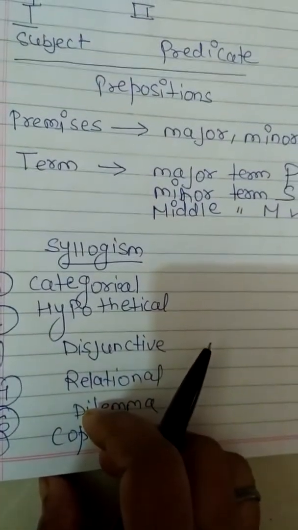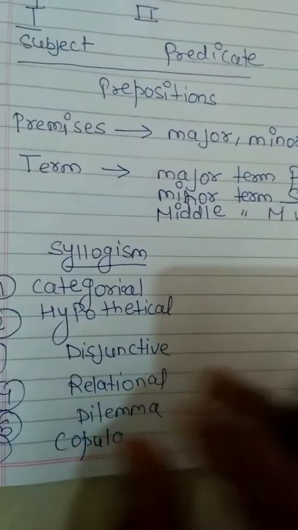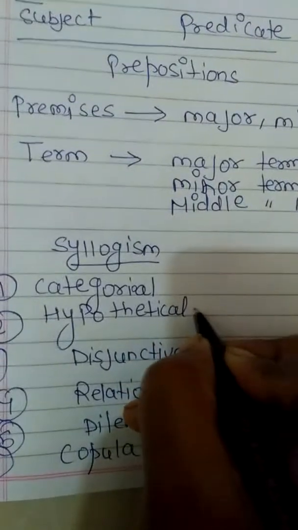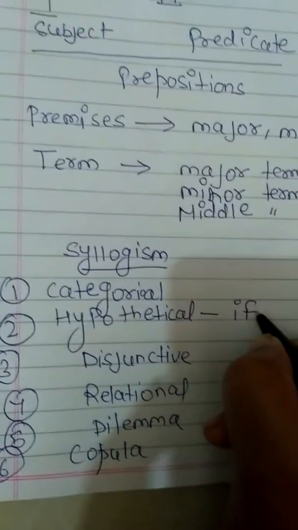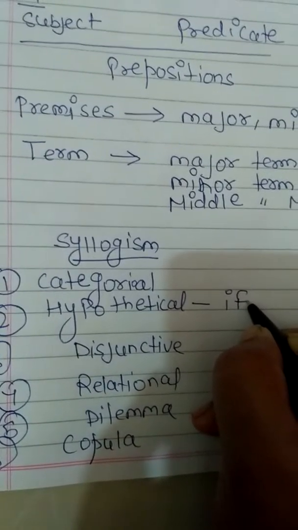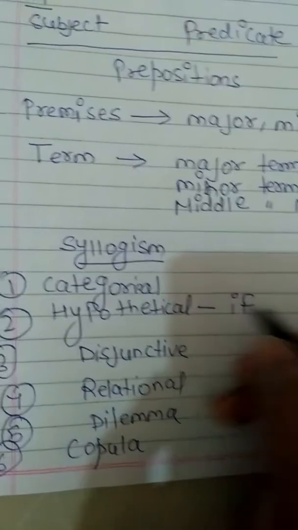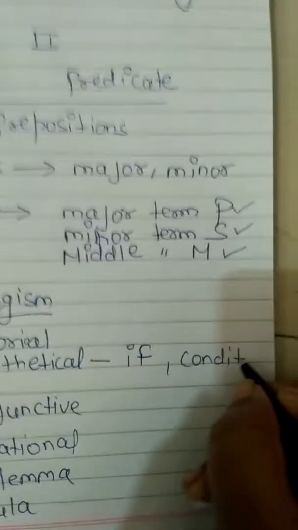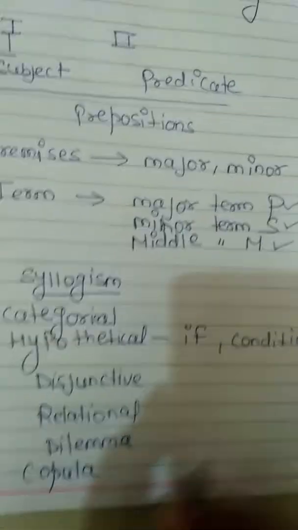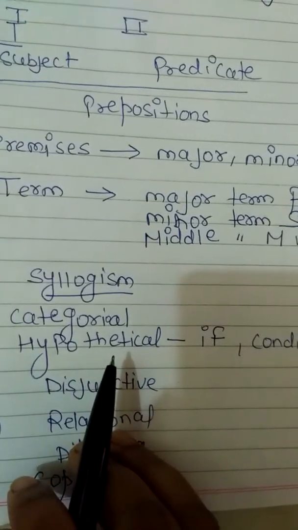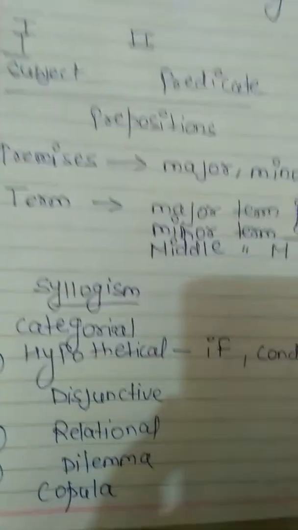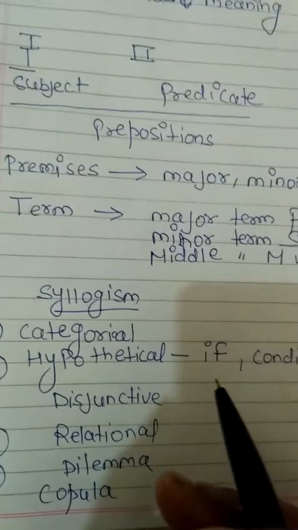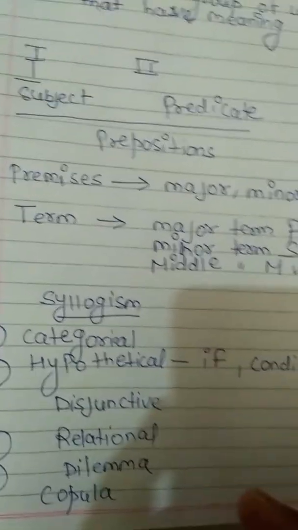In hypothetical syllogism, the premise uses conditions, like: if he works hard, he will succeed. So there is a condition. Third is disjunctive. In this syllogism, the major premise is disjunctive and the other two premises are categorical.